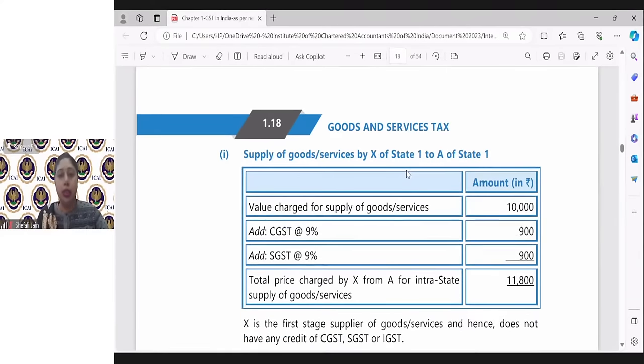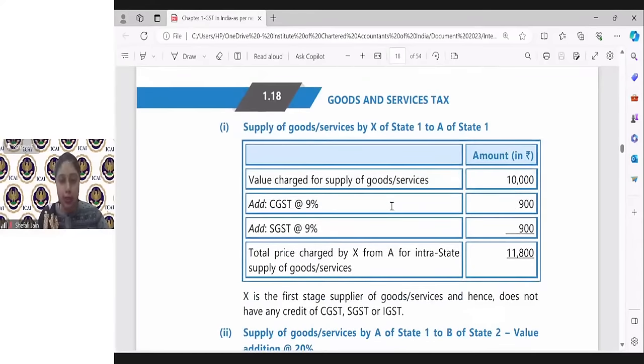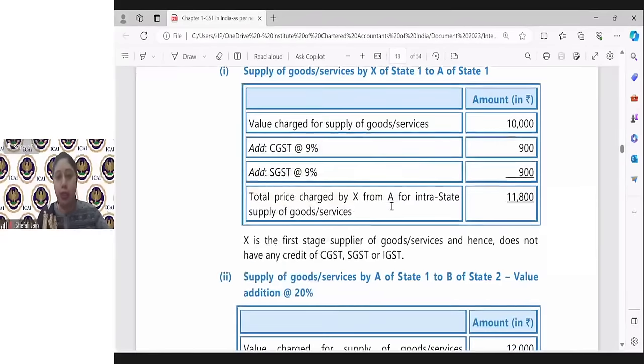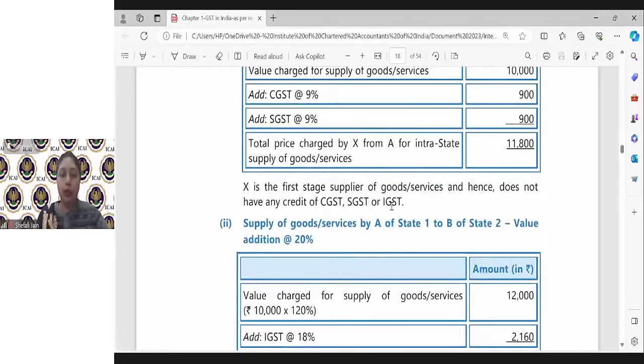First transaction, in state one, X is selling goods to A. Only a single state is involved, intrastate transaction. All things are similar to illustration one: 10,000 amount is there and CGST and SGST of 900 each will be paid. 11,800 will be charged by X to A. And the amount will go to center and state respectively.